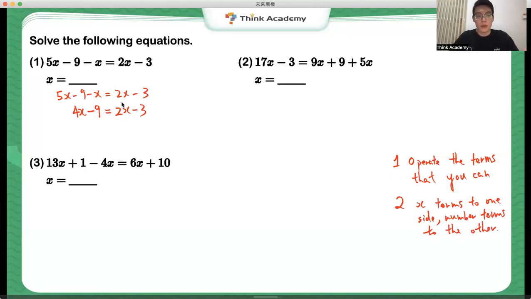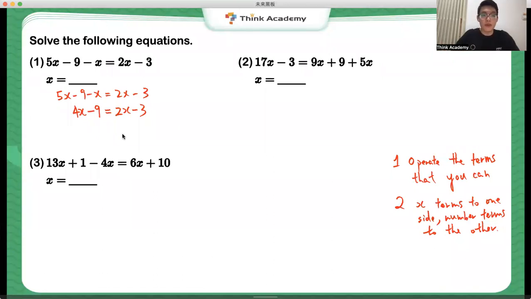So now we can see that there's a 2x here, there's a 4x here. I want them to be on one side. So probably I can just move them to the left-hand side, let's say. And how do we move them? Actually, it's just by canceling it out on both sides.